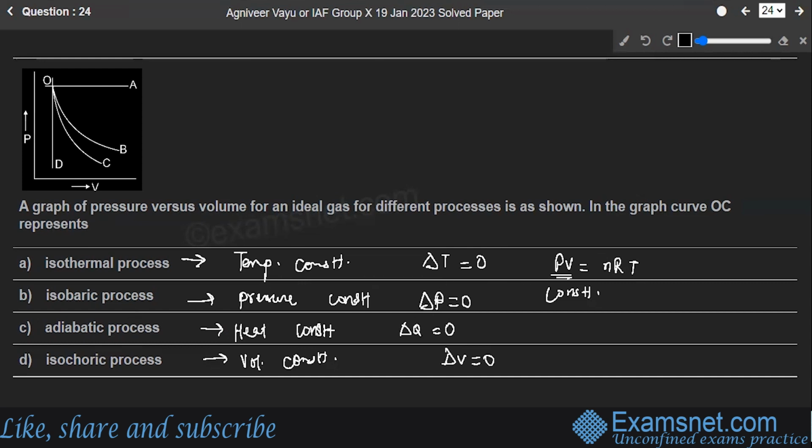So the correct answer to the question is adiabatic. The graph curve OC represents what? See, in this, the pressure and the volume. If I'm representing this OC over here, the curve OA. First of all, let's talk about the curve OA. This is an isobaric process.